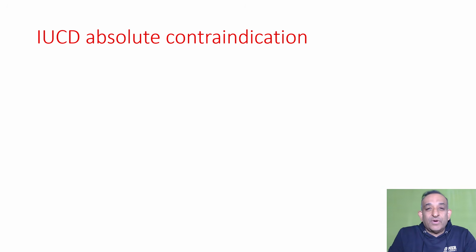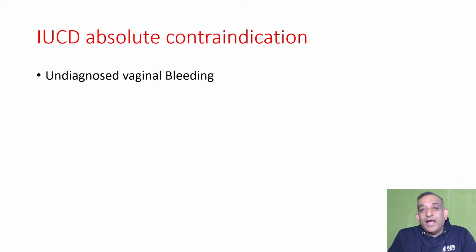What is an absolute contraindication for IUCD use? I think the choice came, which all of you answered, undiagnosed vaginal bleeding. And remember, I told you last week itself that ectopic pregnancy in a previous pregnancy is not a contraindication for using IUCD, because IUCDs do not increase ectopics, they reduce pregnancies and they also reduce ectopic pregnancies. So IUCD with a previous ectopic is MEC 1. I showed you the chart also.